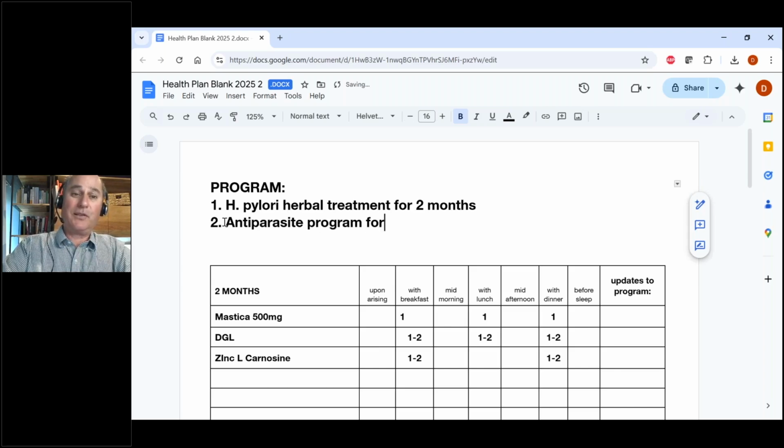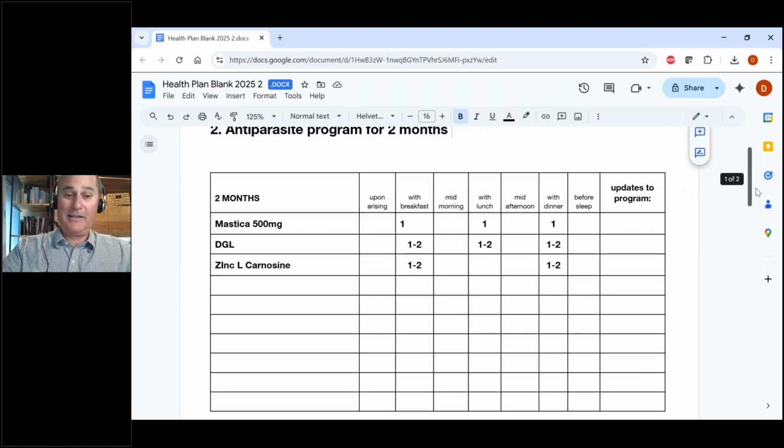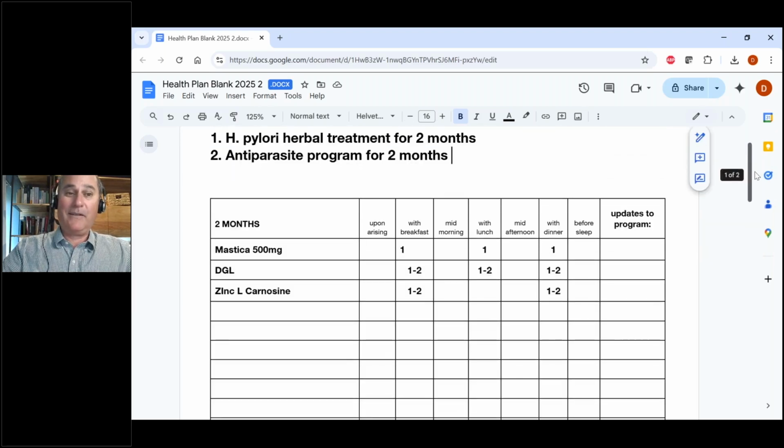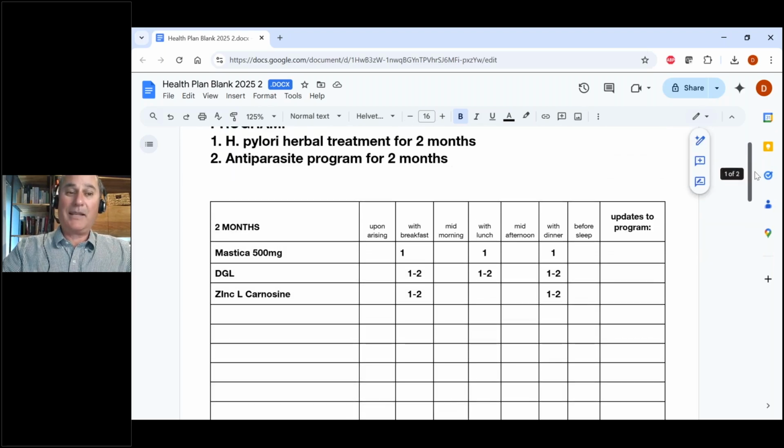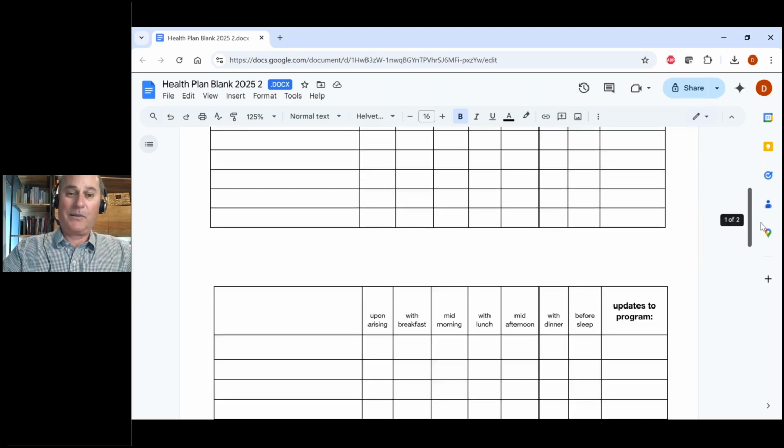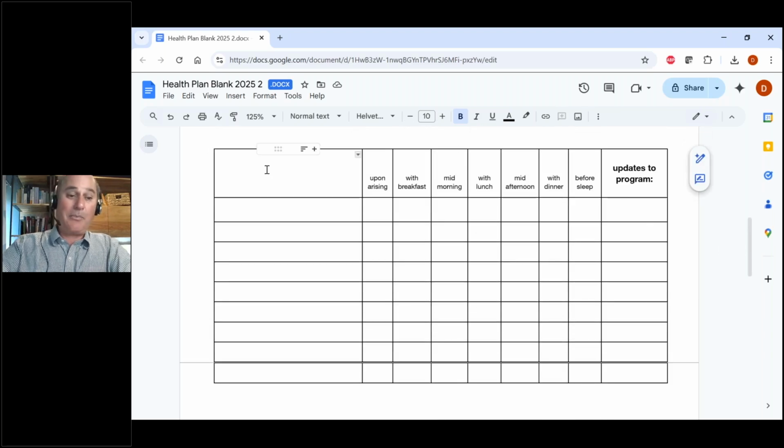Also for 2 months. So for Entamoeba coli and Endolimax nana, I don't think anybody uses medications for those, so you don't even have to decide, should we use an anti-parasitic drug or use an herbal program? You would just do an herbal program for those 2 parasites. Neither of them are that hard to kill. So now you're done with the Mastica program. That's all been completed. Now you're going to do a separate 2-month anti-parasite program.